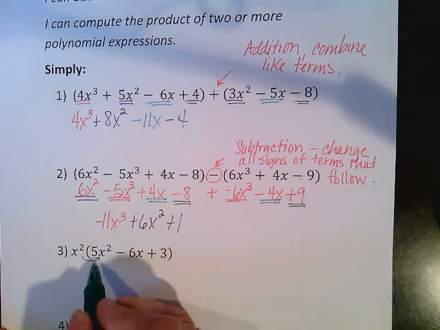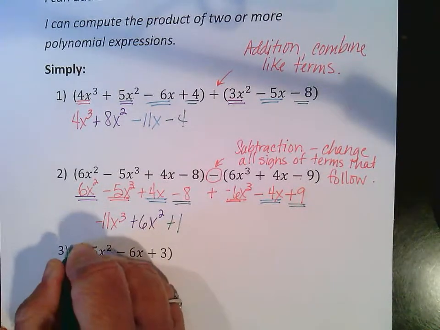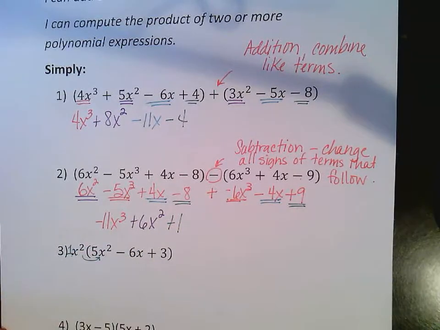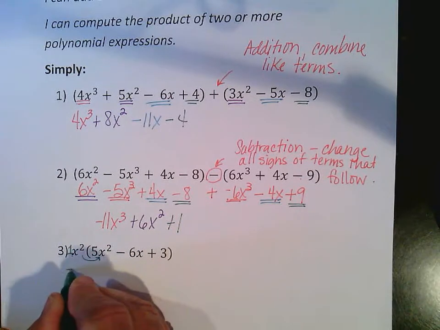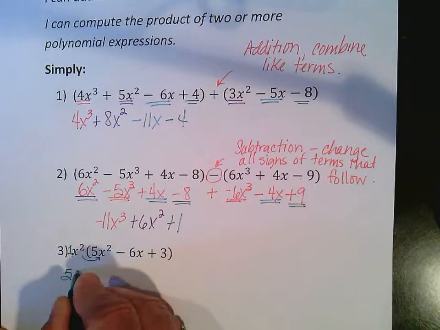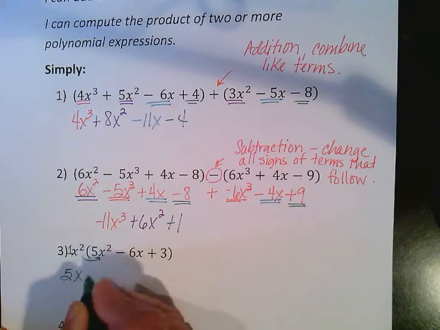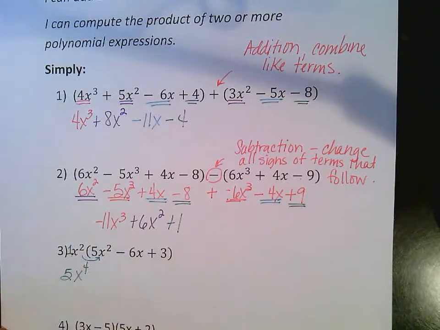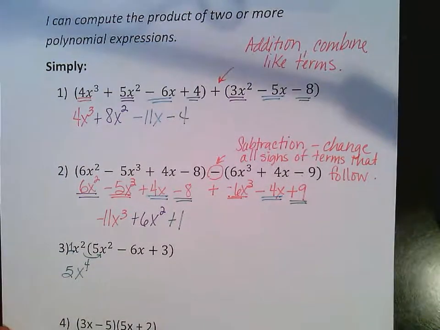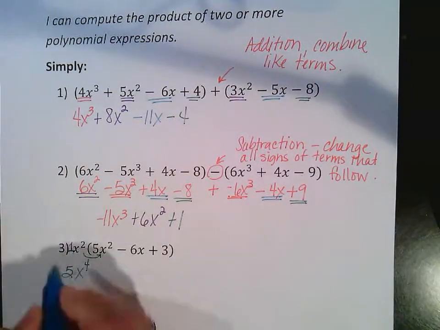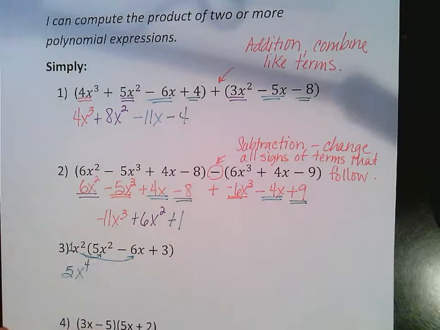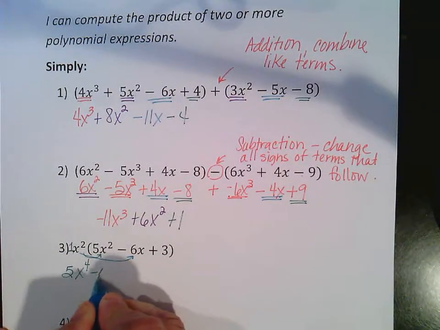When we multiply terms, you multiply the coefficients. There's a 1 in front of that x squared. 1 times 5 is 5. And then for the variables, you add your exponents. 2 plus 2 is 4. Multiply coefficients, add the variables. So on this next one, when I take x squared times negative 6x, 1 times negative 6 is negative 6.